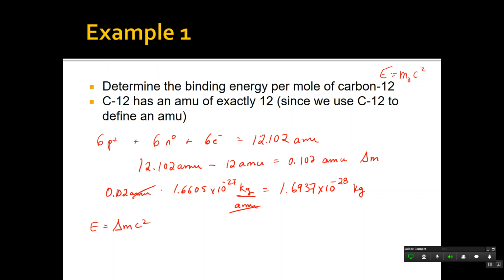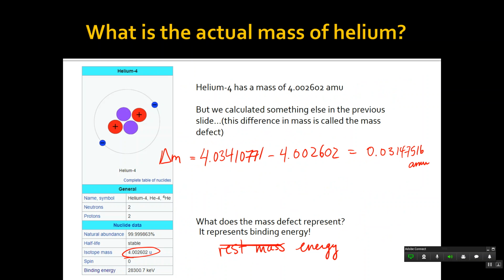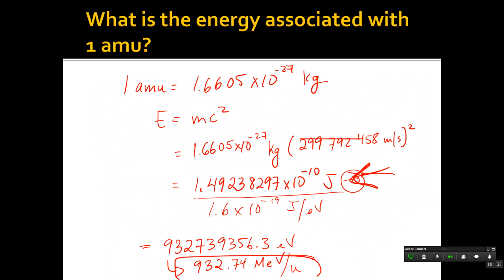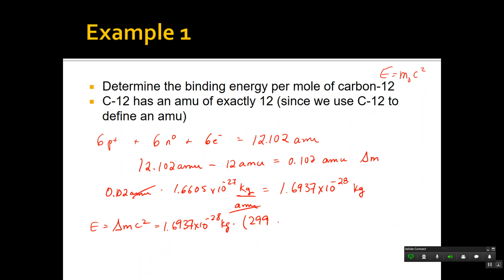So E is equal to delta M, 1.6937 times 10 to the minus 28 kilograms, multiplied by the speed of light. I never remember this number by heart. Where is it? 299792458. And then you square that. Can I have the energy of this atom? That's how many joules of energy I have. That's the binding energy of this atom for one atom.